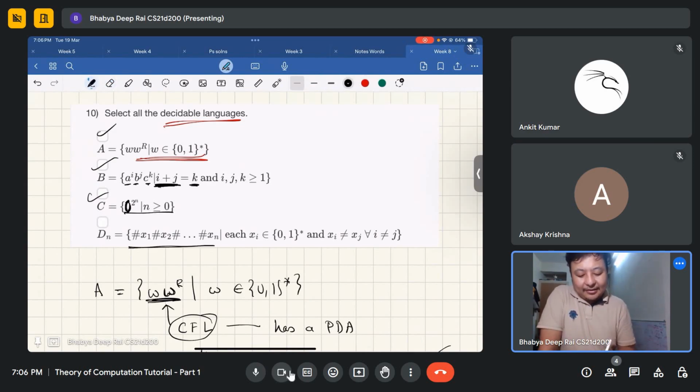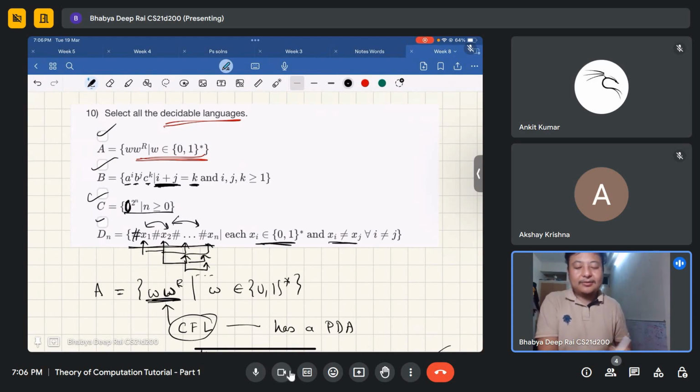And finally, there are hash separated x1, x2, and so on, where each xi is a string, and xi is not equal to xj for all i not equal to j. So none of xi and xj are identical with each other. Again, don't think of it in terms of Turing machines, think of it in terms of algorithms. I look at the first string, then I keep going right and compare it with every other string. Then I go to the next string and compare with every other string. Then I go to the next string and compare with every other string. This process will always halt given any finite input. Okay, so all of these are decidable.